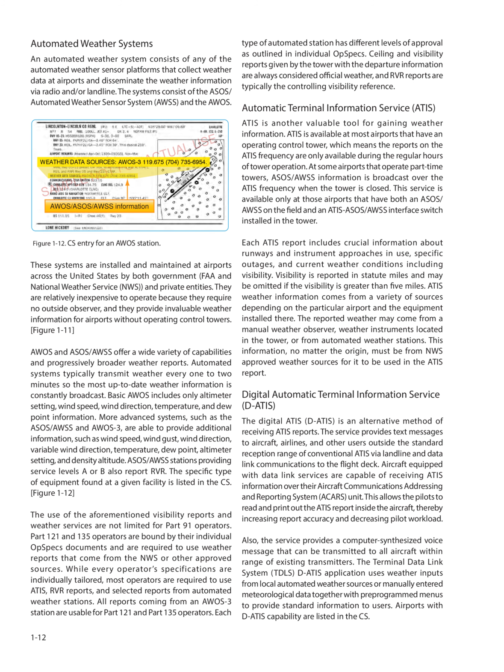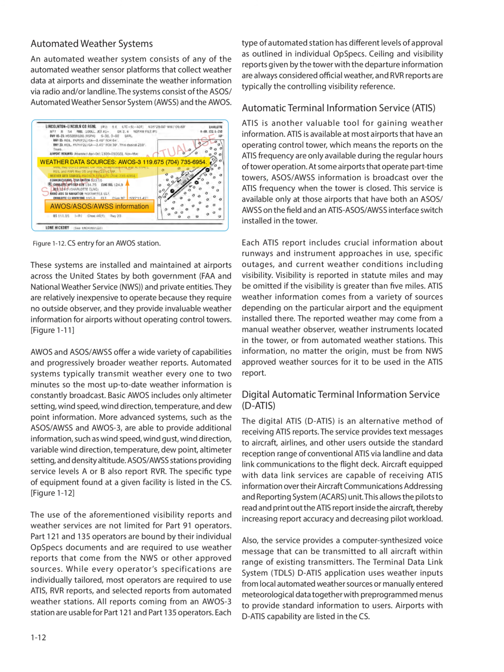Each ATIS report includes crucial information about runways and instrument approaches in use, any ILS outages, and current weather conditions including visibility. Visibility is reported in statute miles and may be omitted if the visibility is greater than 5 miles. ATIS weather information comes from a variety of sources depending on the particular airport and the equipment installed there. The reported weather may come from a manual weather observer, weather instruments located in the tower, or from automated weather stations. This information, no matter the origin, must be from NWS-approved weather sources for it to be used in the ATIS report.